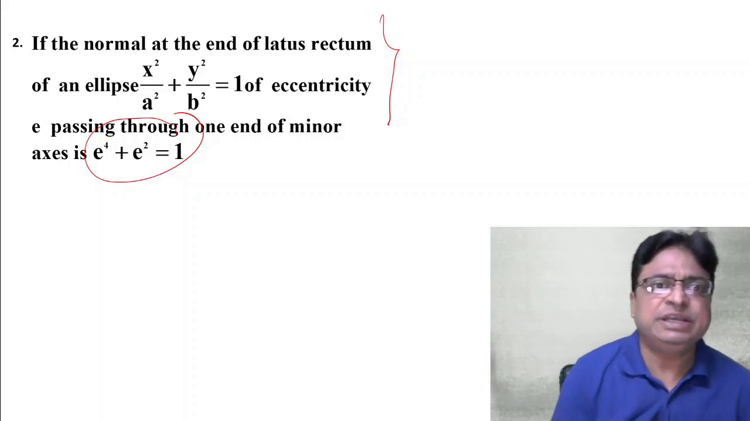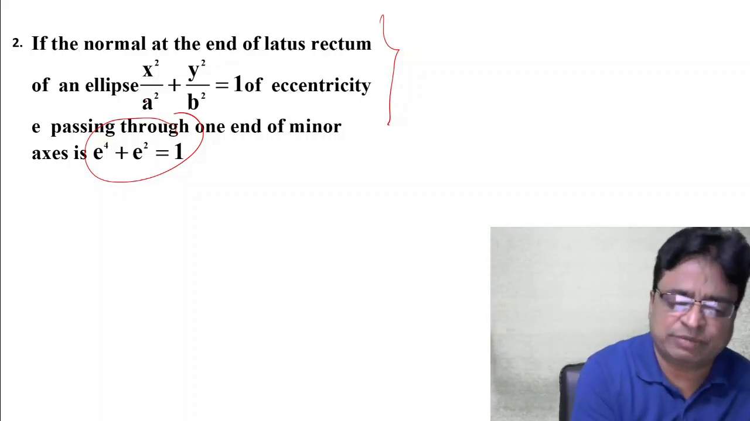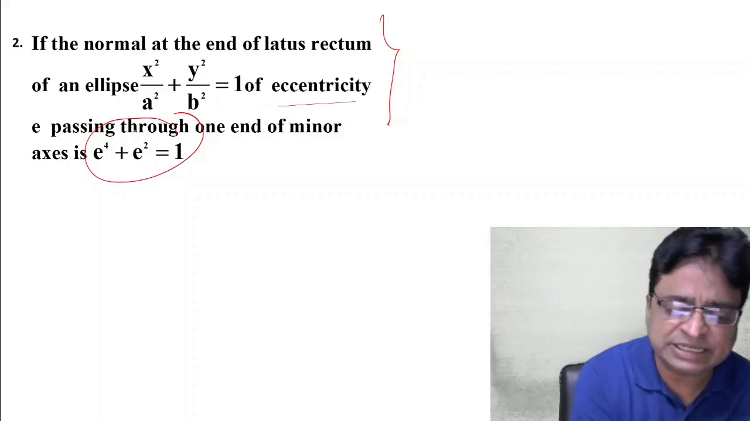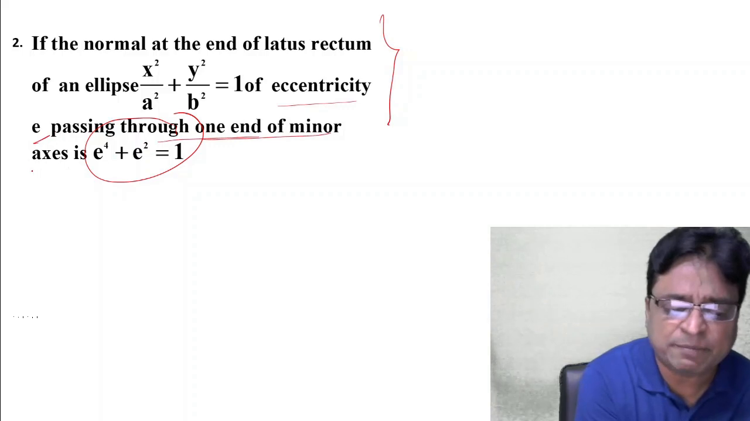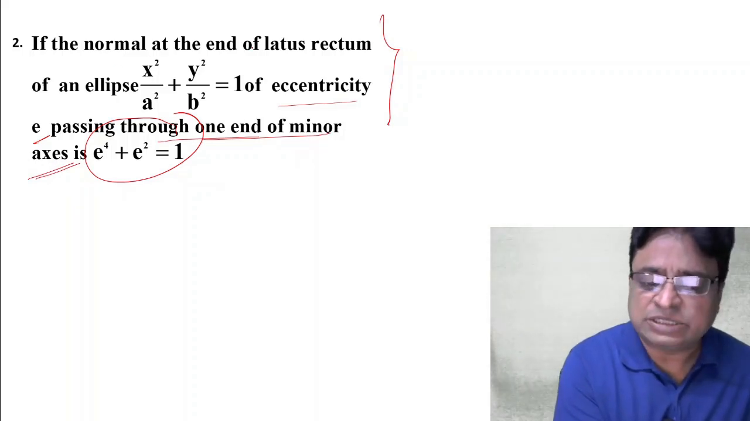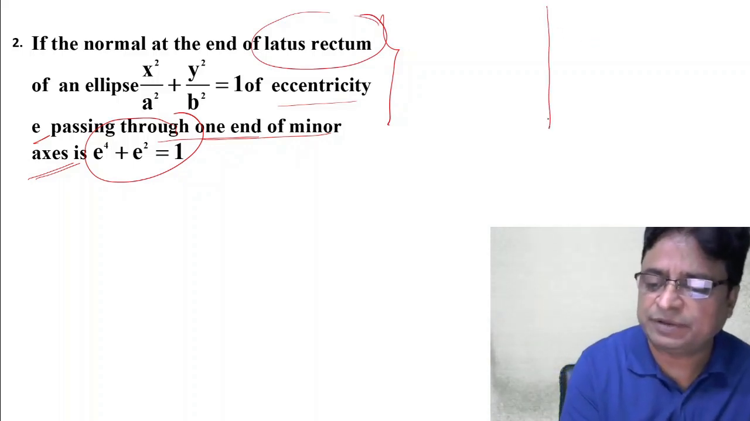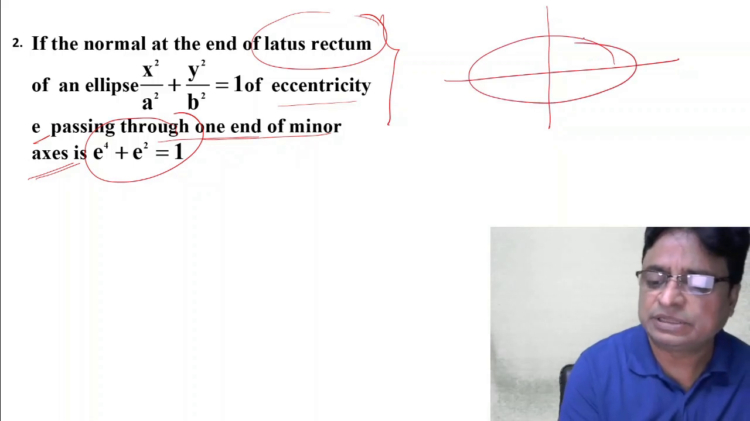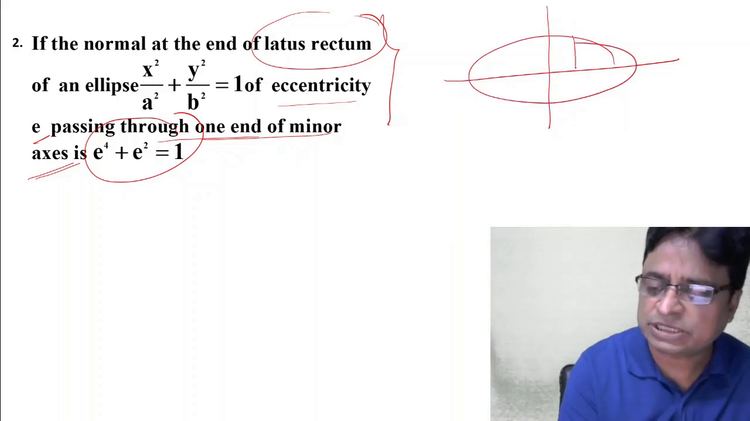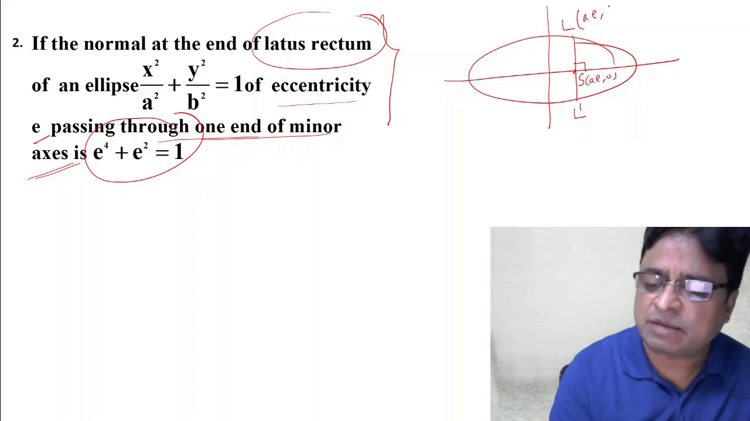So what is this result? If the normal at the end of the latus rectum of an ellipse x square by a square plus y square by b square equal to 1, of eccentricity e, passes through one end of the minor axis. So read the statement properly. The normal is drawn at the end of the latus rectum. What does latus rectum mean? Suppose this is the ellipse given. The latus rectum is the chord passing through the focus but perpendicular to the major axis. This is the latus rectum, L L dash. This is the focus, (ae, 0). So one extremity of the latus rectum is (ae, b square by a).